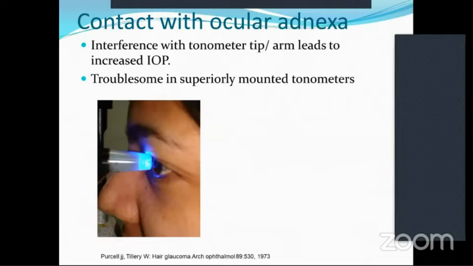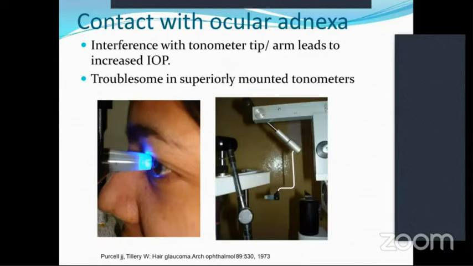If an object comes into contact with the tonometer tip, then there is an inadvertent increase in intraocular pressure. This is particularly troublesome in superiorly mounted tonometers. So care has to be taken.